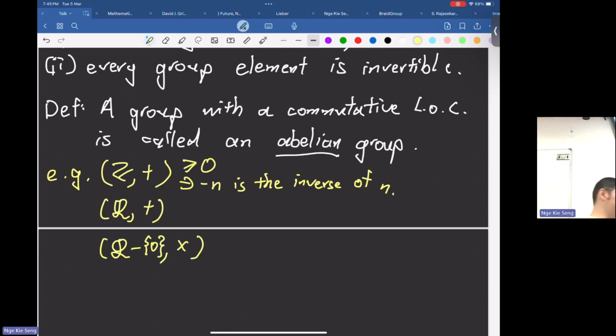So all the non-zero rational numbers form a group under multiplication. Similarly, you can consider the non-zero real numbers with multiplication. So these are all abelian groups. Does it make sense?